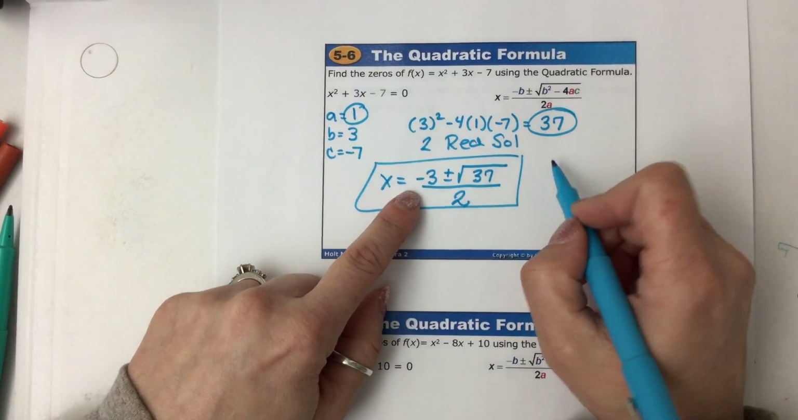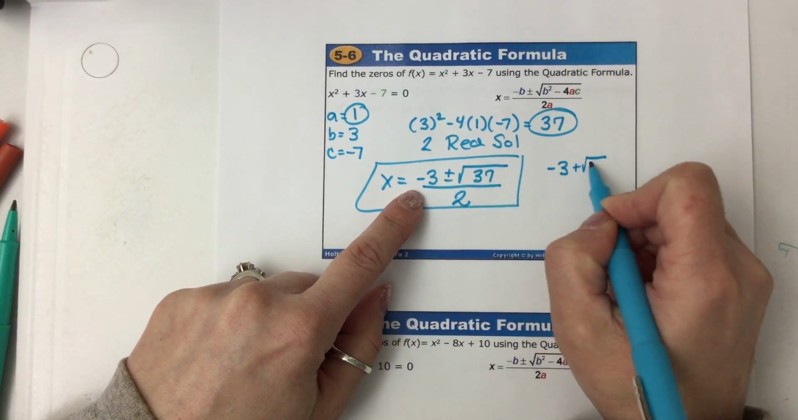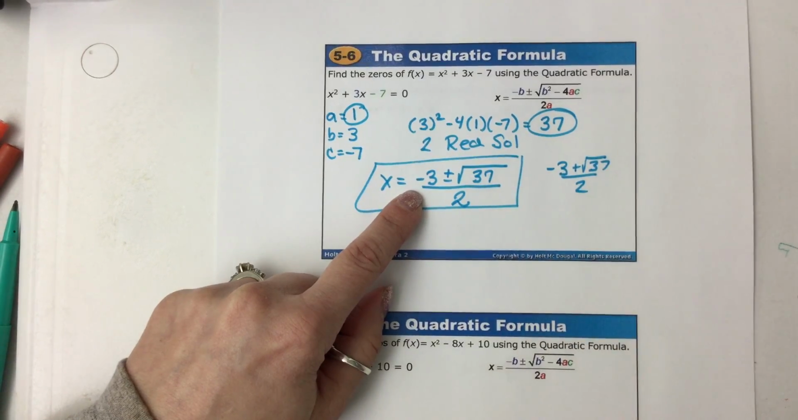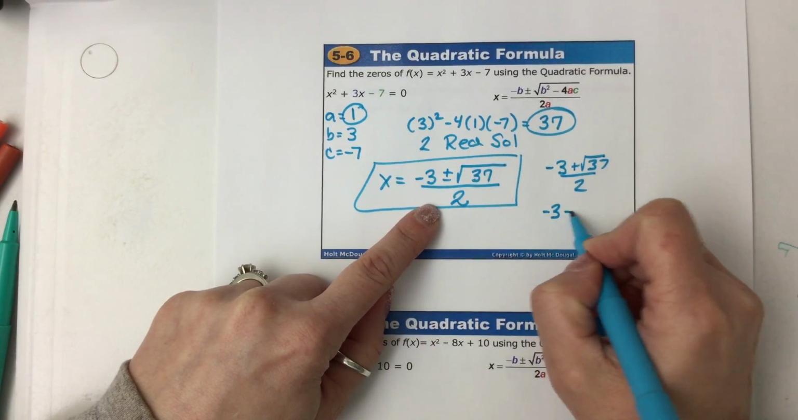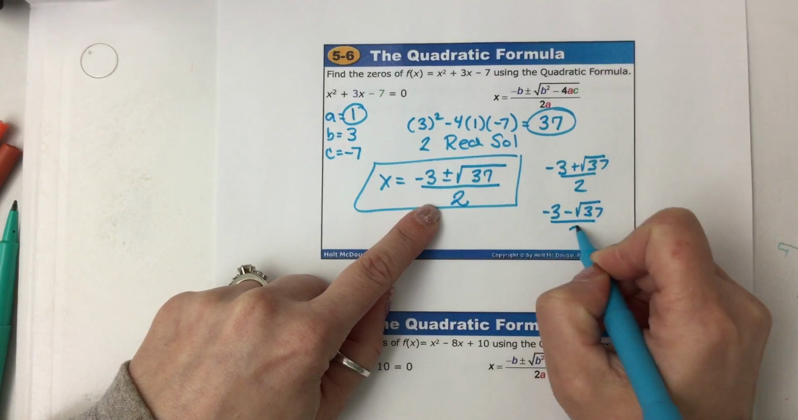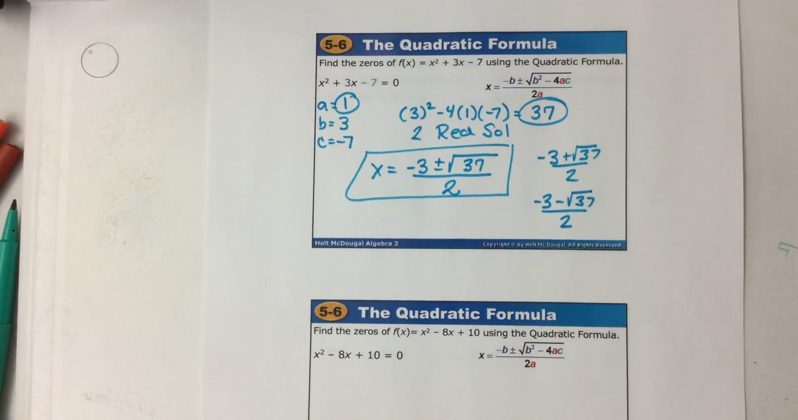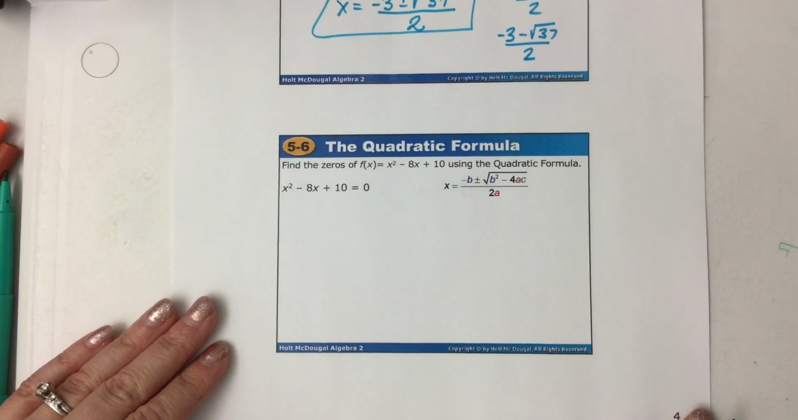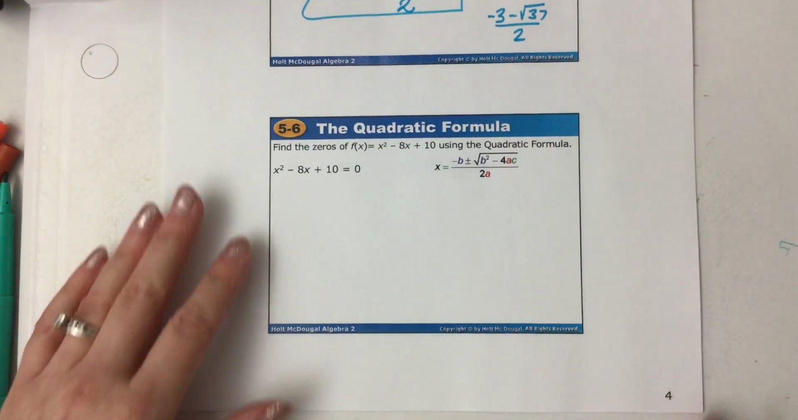Again, this is 2 solutions. Negative 3 plus the square root of 37 over 2, that's one solution. Negative 3 minus the square root of 37 over 2, that is your second solution. Let's keep on going. The more we do these, the easier they get.